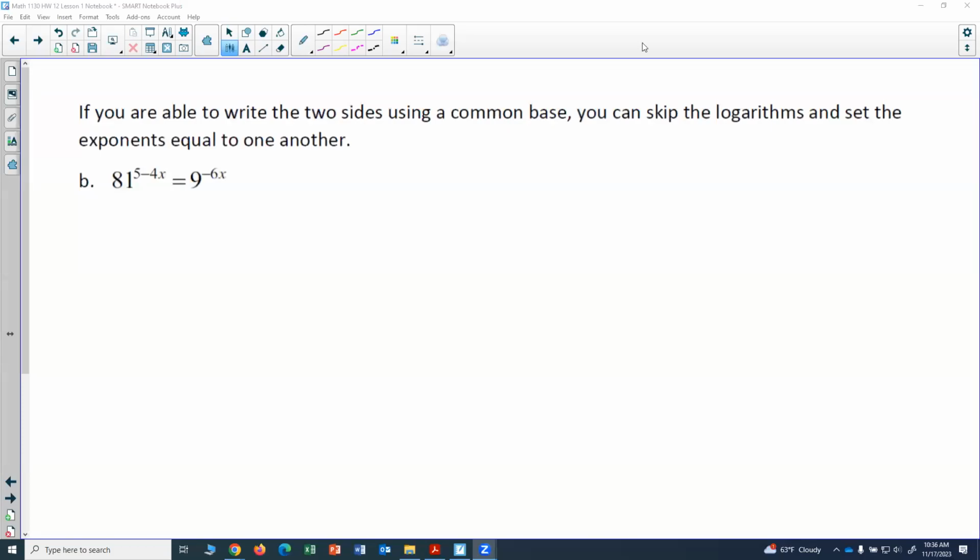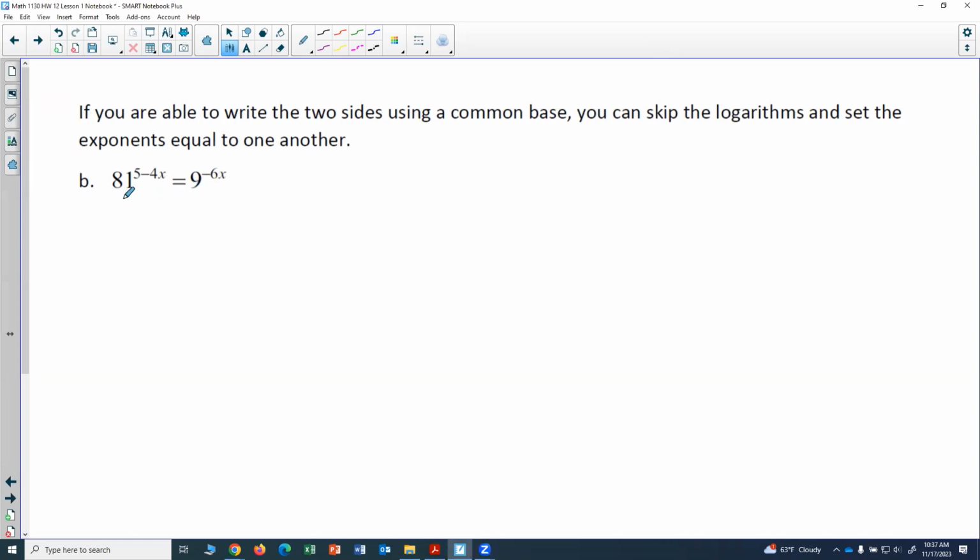This video gives the final topic on solving exponential equations. If you're able to write the two sides using a common base, you can skip the logarithms and set the exponents equal to one another. So in the example we're given, we have 81 to the 5 minus 4x equals 9 to the negative 6x.